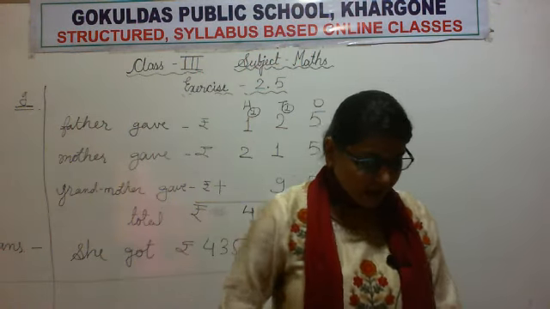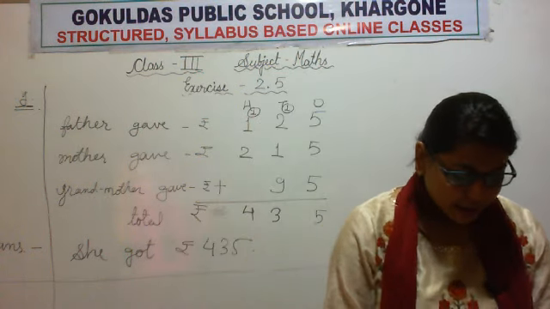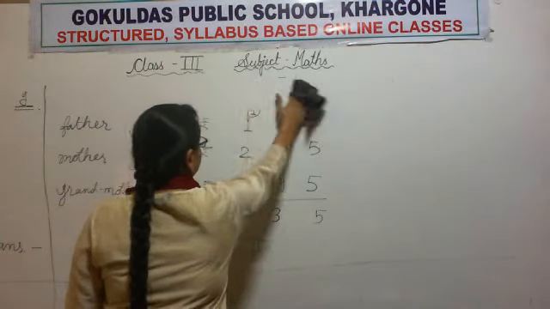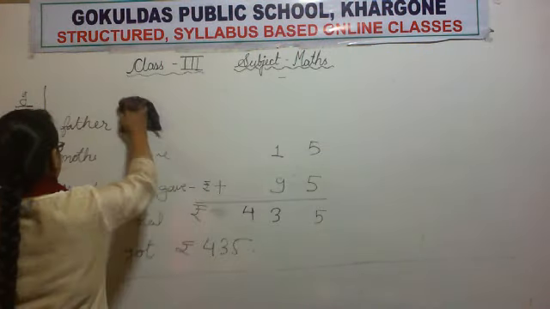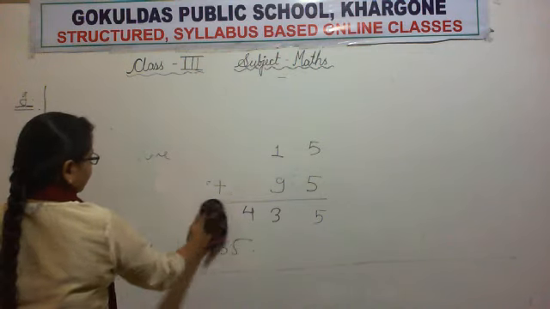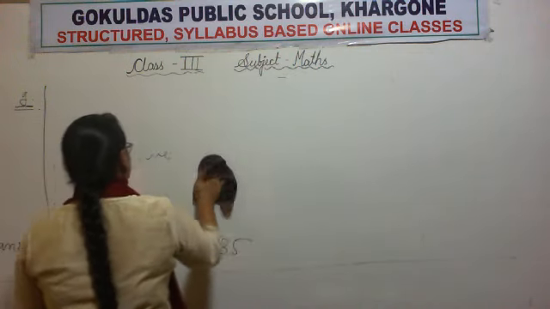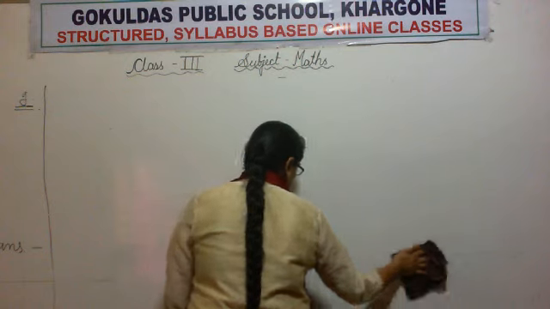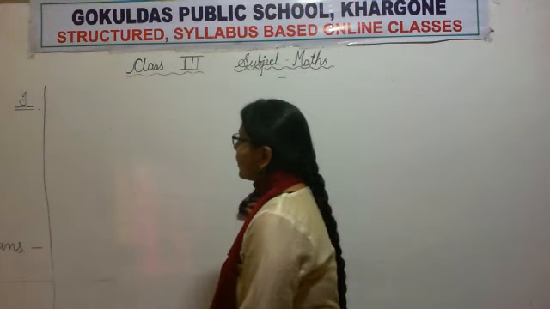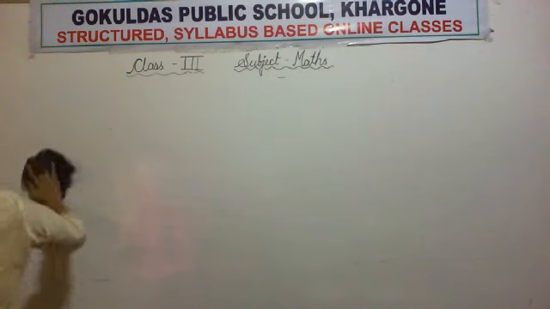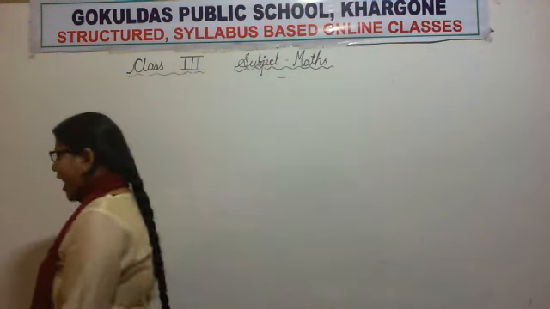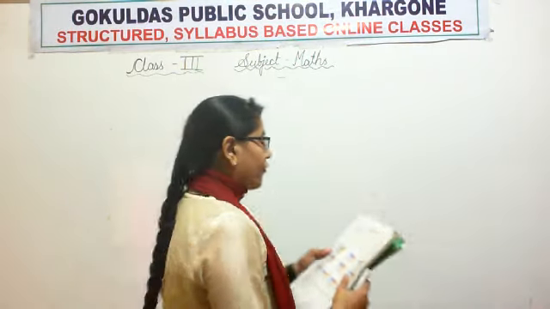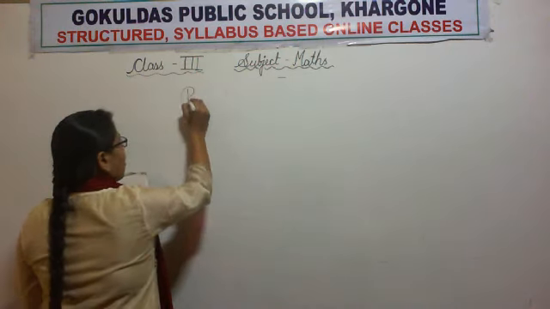Okay, so we are done with chapter number 2. Let's see some revision questions. Now I hope you all are able to do addition of 2 digits, addition of 3 digits, addition without regrouping, addition with regrouping, and addition using expanded form. Okay, so let's see, do you remember all these things or not?